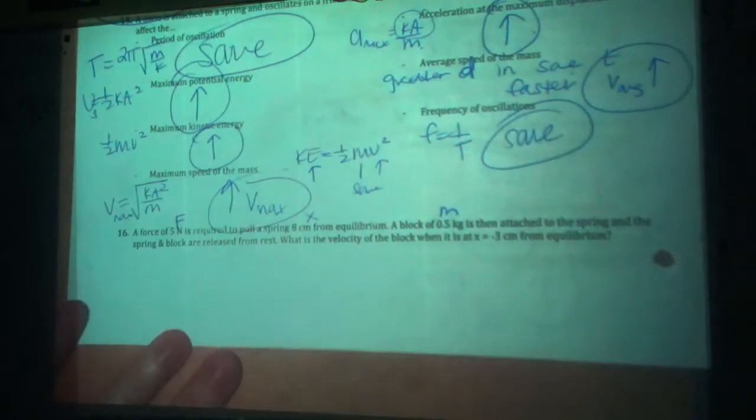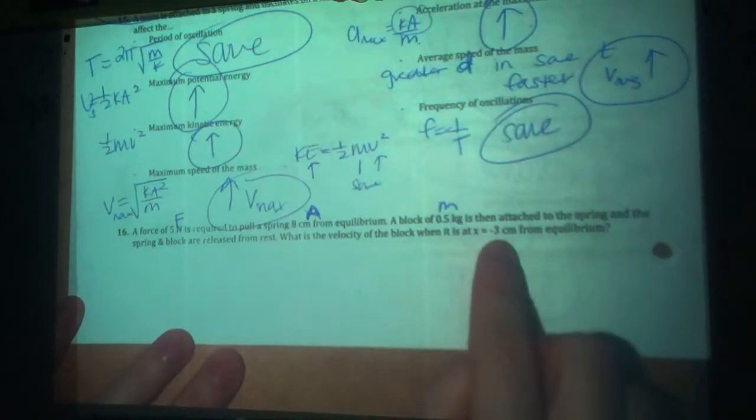16. A force of 5 newtons is required to pull a spring 8 centimeters from equilibrium. A block of 0.5 kilograms, so this is my force, this is my displacement from equilibrium, I'll just call this x for now, this is my mass, is then attached to the spring, and the spring and the block are released from rest. So this is like the maximum displacement, let's call it A. And I want to know the velocity of the block when it is this far from equilibrium.